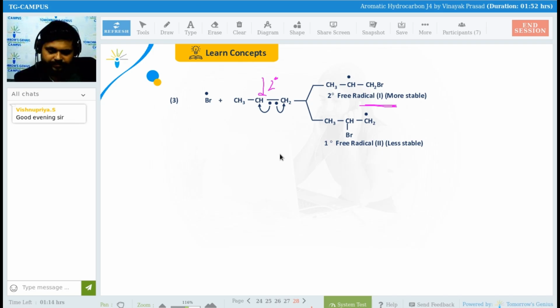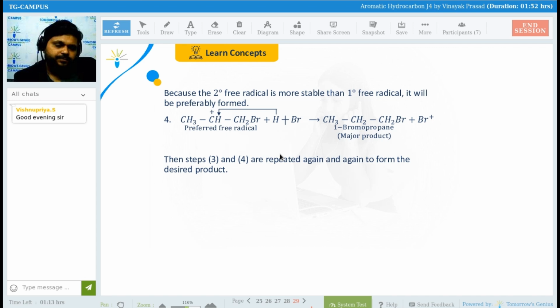Clear? Because the 2 degree free radical is more stable than 1 degree free radical that we have discussed. Clear? Guys, please tell me if you have not understood anything. Yes, no, Priya? Tell me that, first of all, in case of carbocation, in case of free radical, turn on your mic, then tell me the answer.